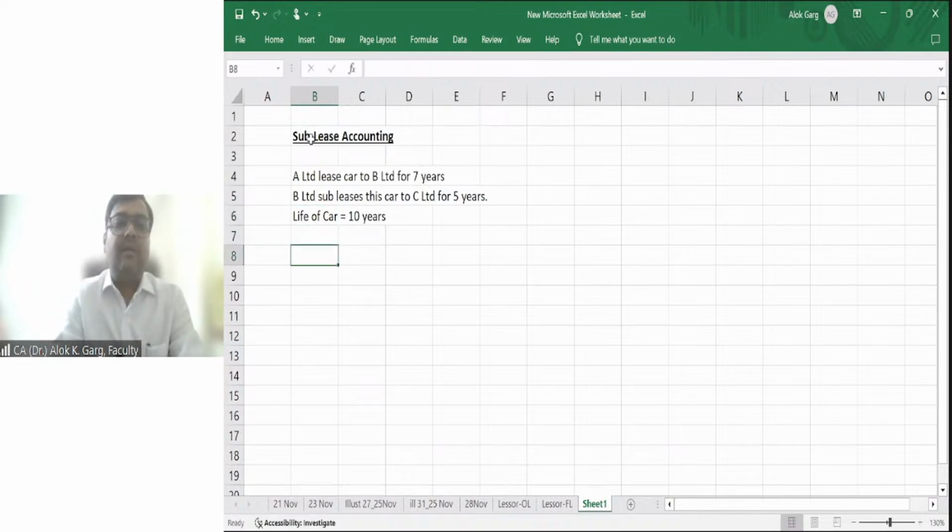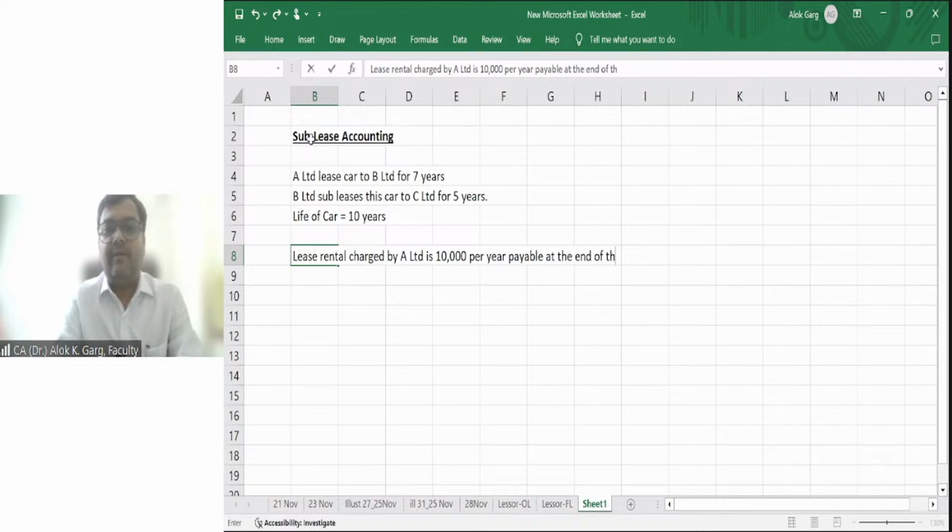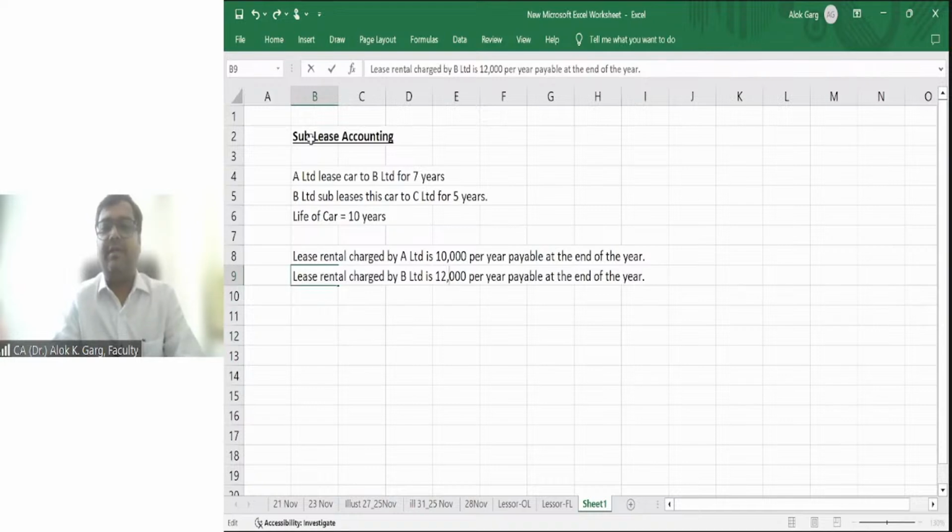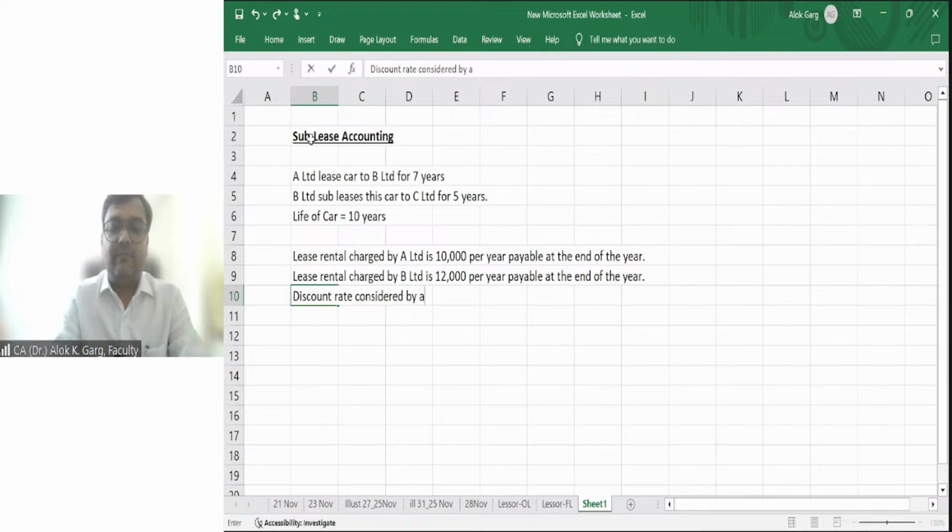Right? The lease rental charged by A Limited is 10,000 per year, payable at the end of the year. Right? The lease rental charged by B Limited is, let's say, 12,000 per year, payable at the end of the year. Right? The discount rate considered by all the parties is 10%.